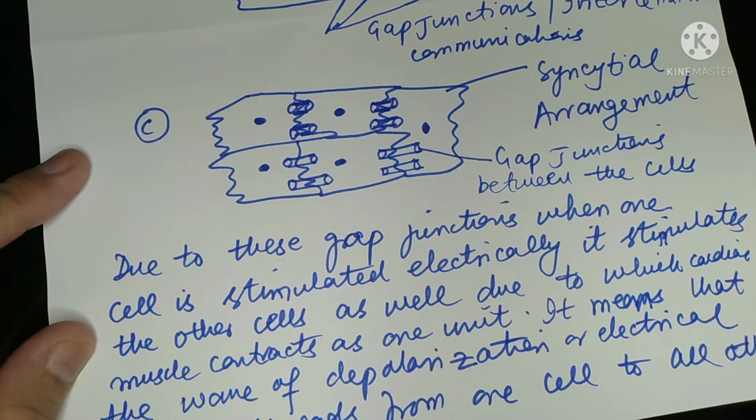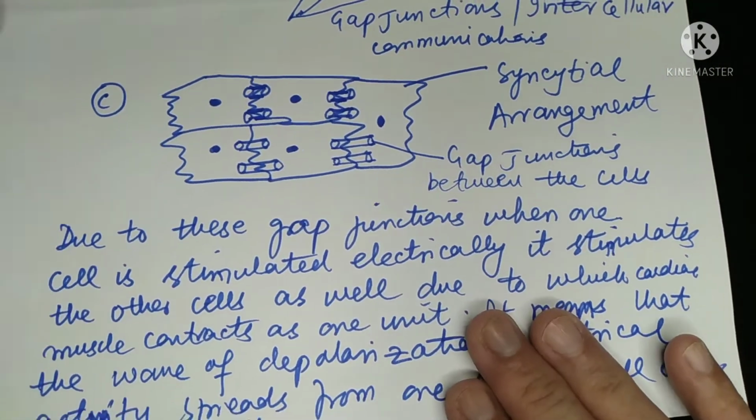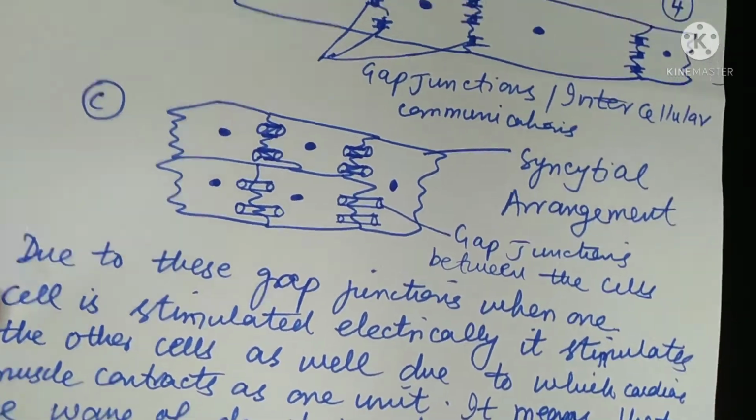That is to say that gap junctions are important, which allow the electrical stimulation of one cell to stimulate other cells as well, due to which cardiac muscle contracts as a whole unit. It means that the wave of electrical activity or depolarization spreads from one cell to all other cells, and as a result the cardiac muscle contracts as one unit. This is very important to understand this structure before we understand cardiac action potential.